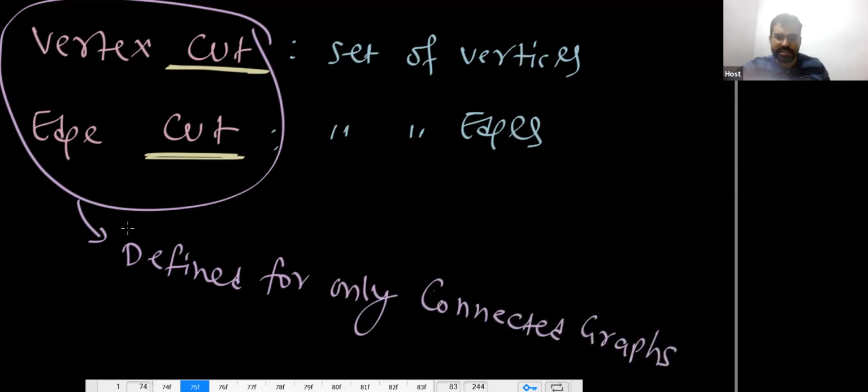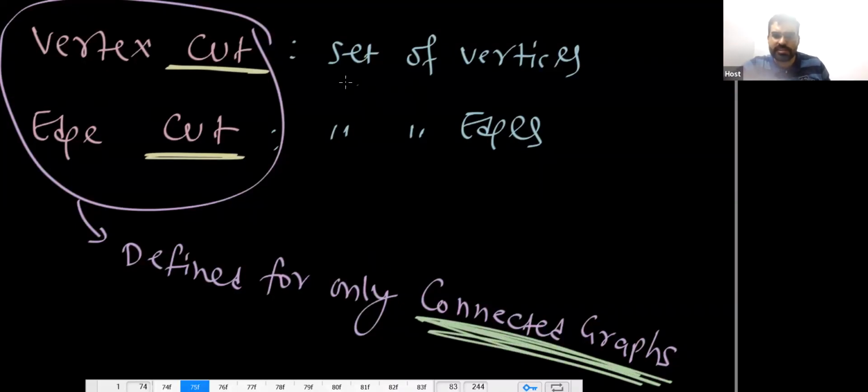Is it clear to everyone? Please tell me. These concepts, vertex cut and edge cut, are only defined for connected graphs. Vertex cut means a set of vertices. Edge cut means a set of edges. The definition is exactly the same, but actually they are defined for connected graphs.